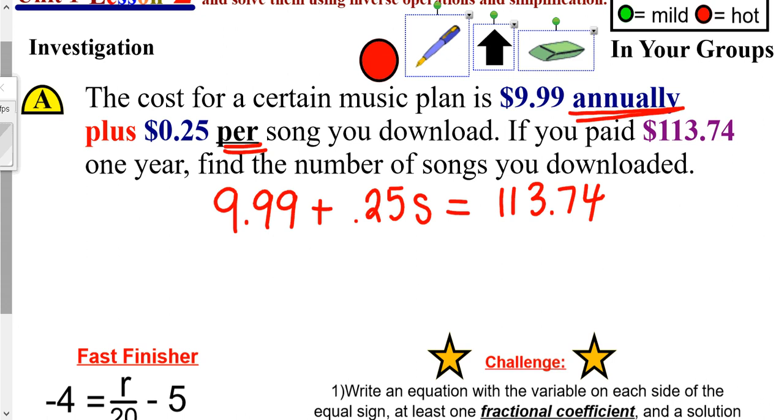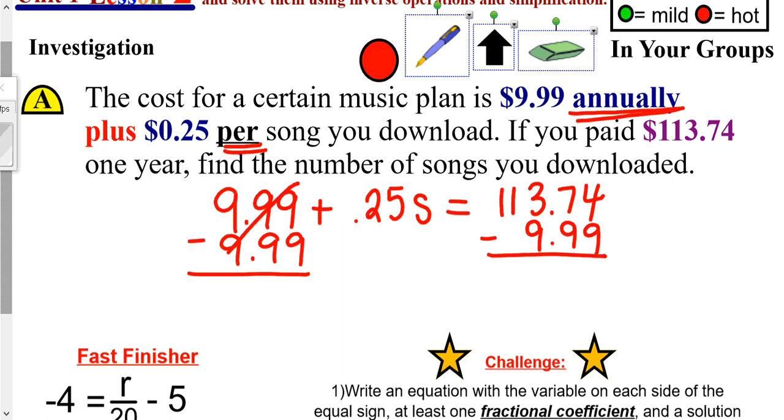In order to find out the amount of songs that you downloaded, we're going to need to get that variable by itself. In order to do so, again, we're using inverse operations. I am subtracting $9.99 from both sides of the problem. I bring this down. I have $103.75. I want to get that S by itself.